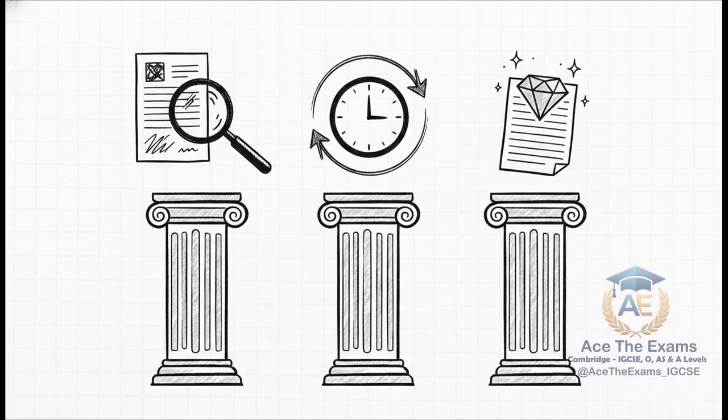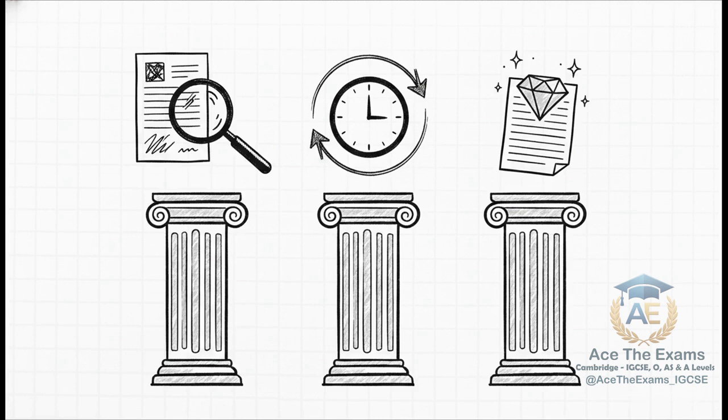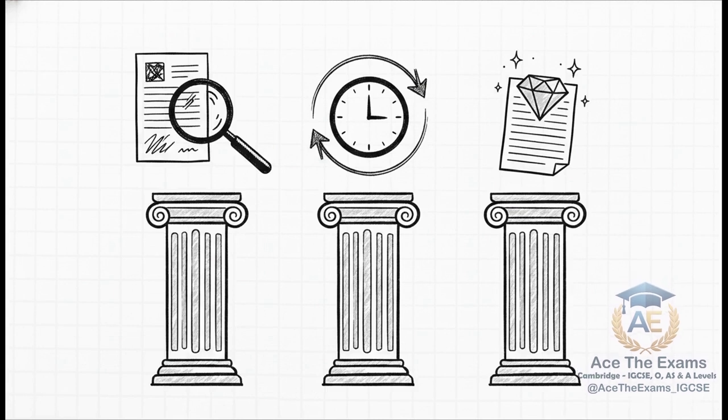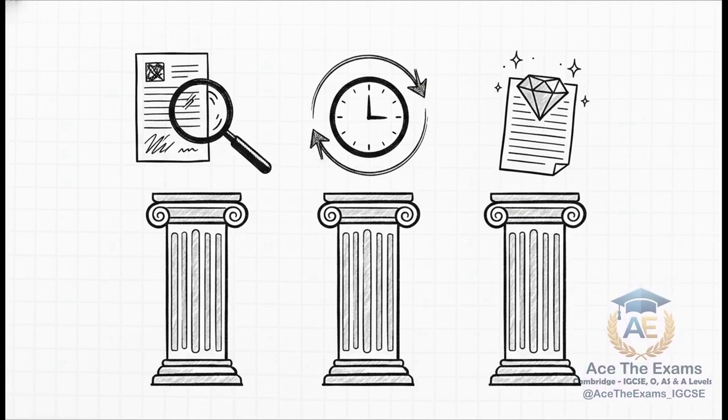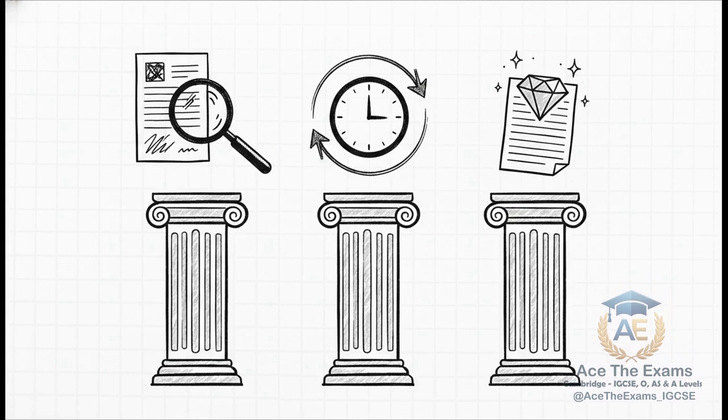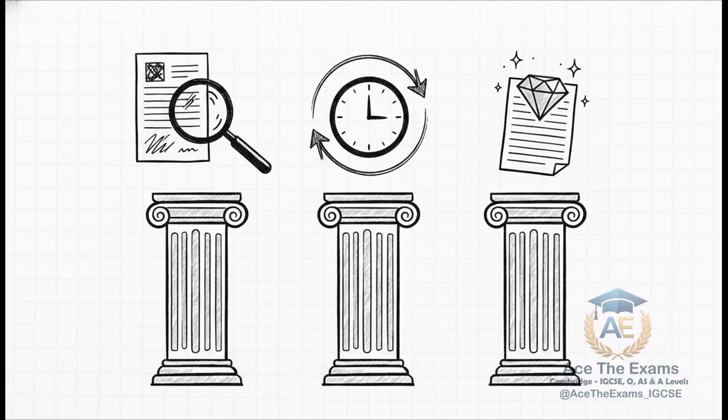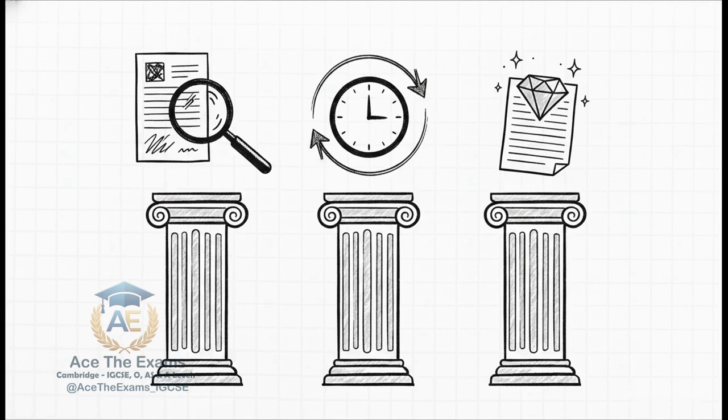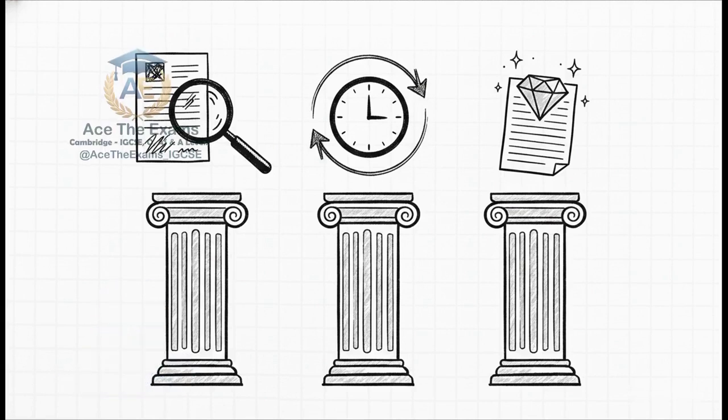Pillar 1, the 3-step question scan for decoding. This is your initiation. Before you ever write a single digit, scan for the specific command word, extract your given parameters, and calmly select your analytical framework. Set the stage. Pillar 2, the marks per minute flow formula for timing. This is about emotional regulation and pacing.